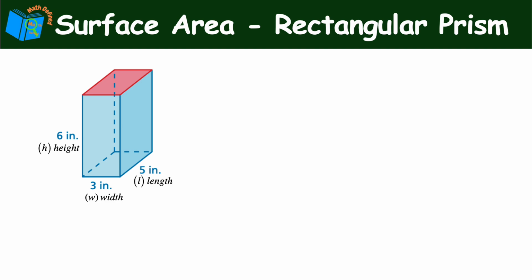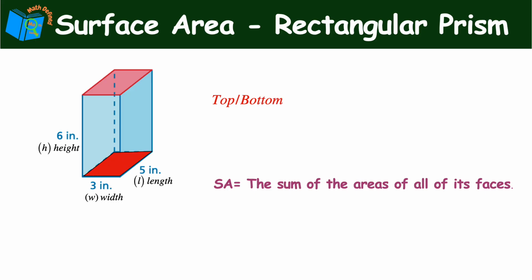Let's find the surface area of this rectangular prism. The prism has a length of 5 inches, a width of 3 inches, and a height of 6 inches. Remember, surface area is the sum of the areas of all its faces. Let's take it step by step, starting with the top and bottom. Each of those faces is a rectangle, and the formula for area is length times width. So we multiply 5 times 3 to get 15, and since there are 2 of them, we multiply by 2. That gives us 30 square inches for the top and bottom faces together.